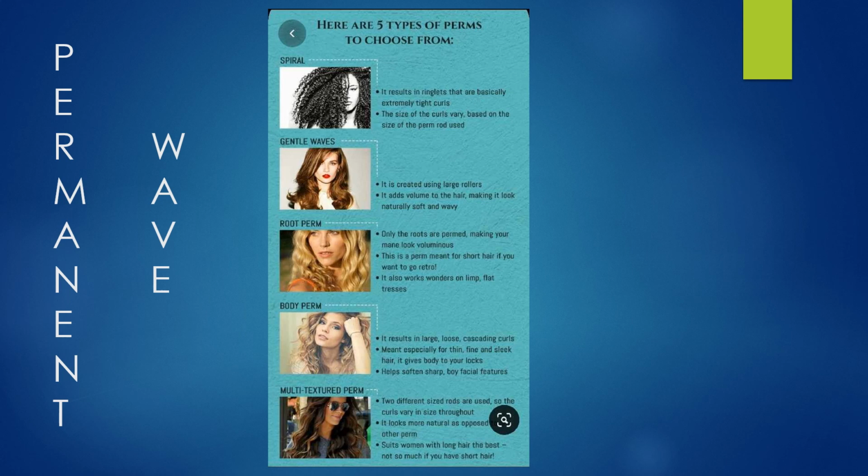Next is a multi-textured perm. 2 different size rods are used, so the curls vary in size throughout. It looks more natural as opposed to other perms. It suits women with long hair the best, not so much if you have short hair.